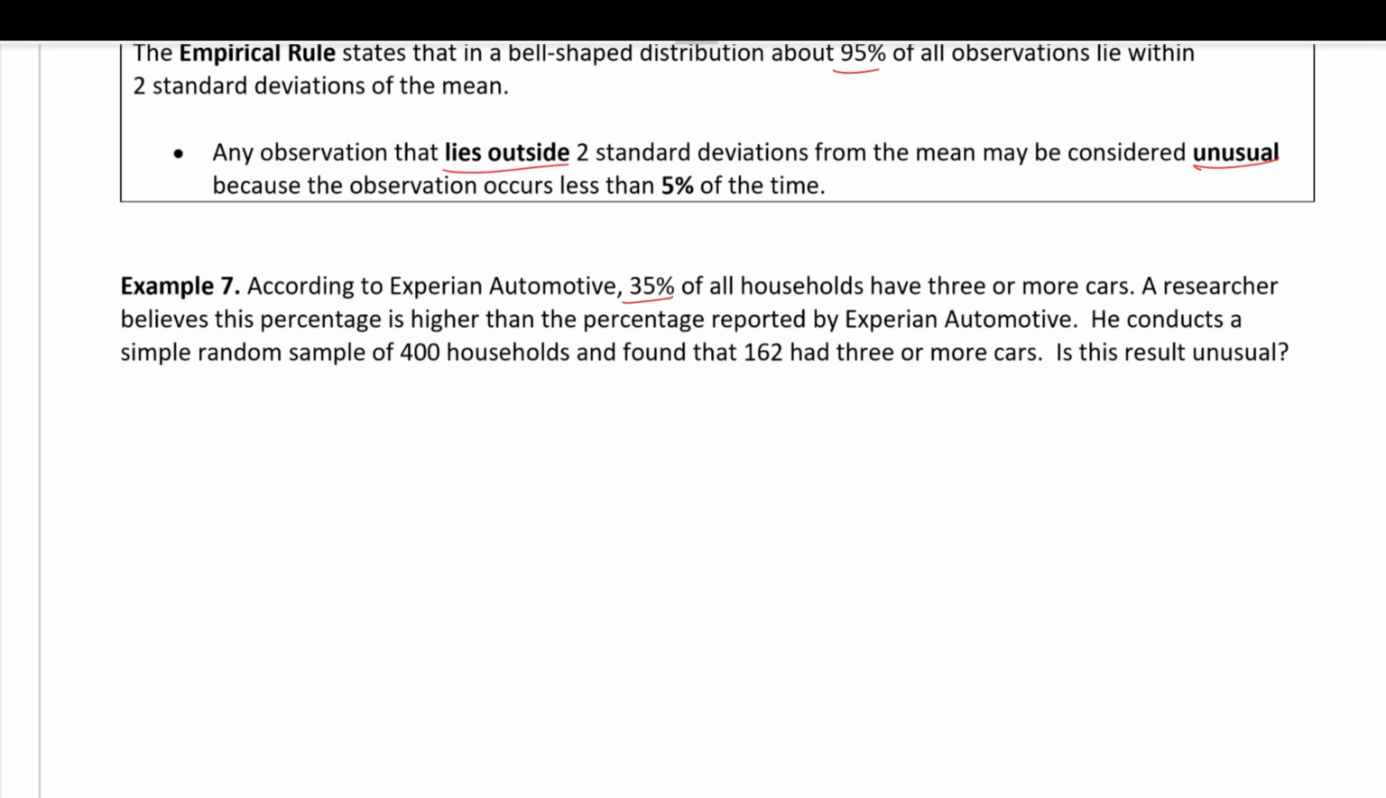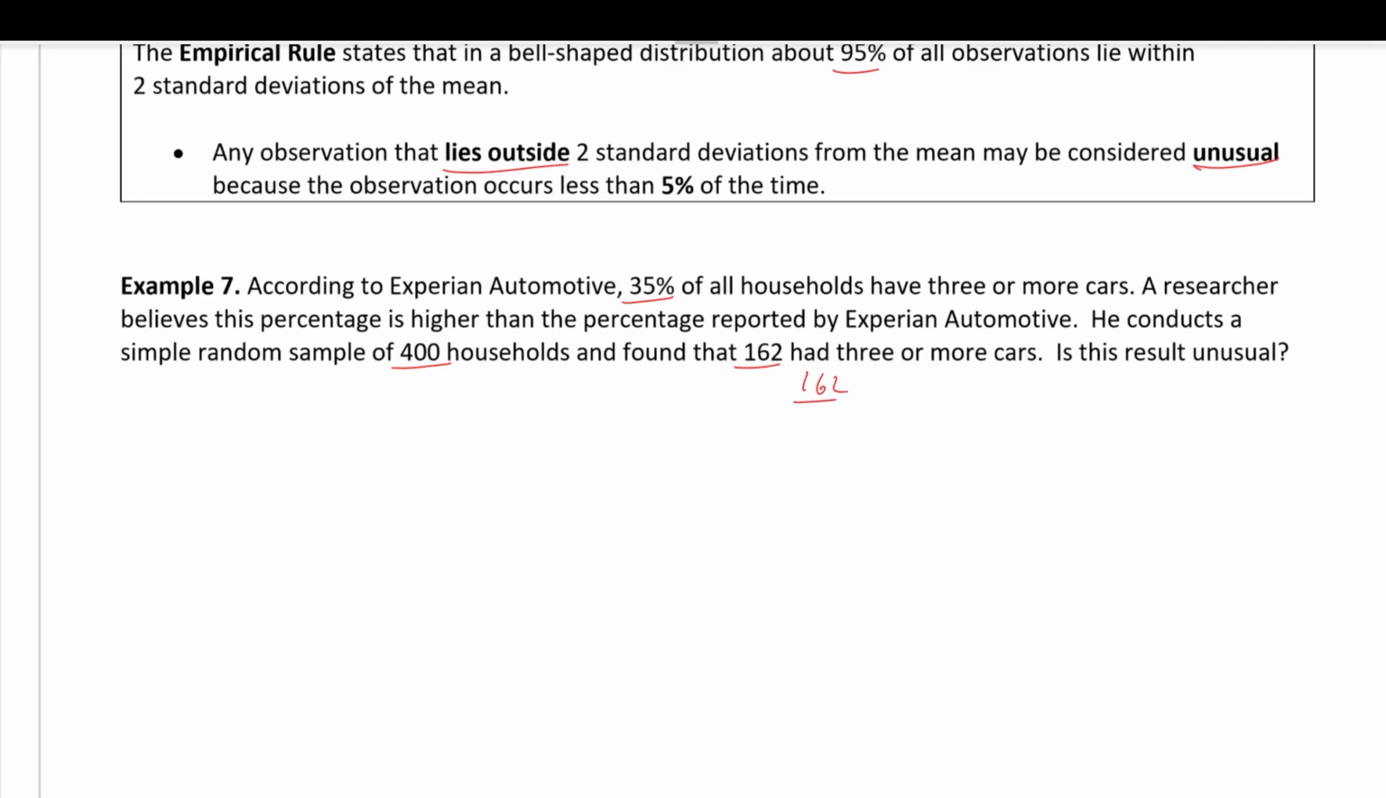Okay, well, how do you challenge something? Well, you're going to have some sort of evidence to persuade somebody to think otherwise, right? So in this case, he conducts a simple random sample of 400 households and found that 162 of them had 3 or more cars. Would this result be unusual? Well, he did say that the percentage is more than 35. So just based on his sample here, what would be that percentage?